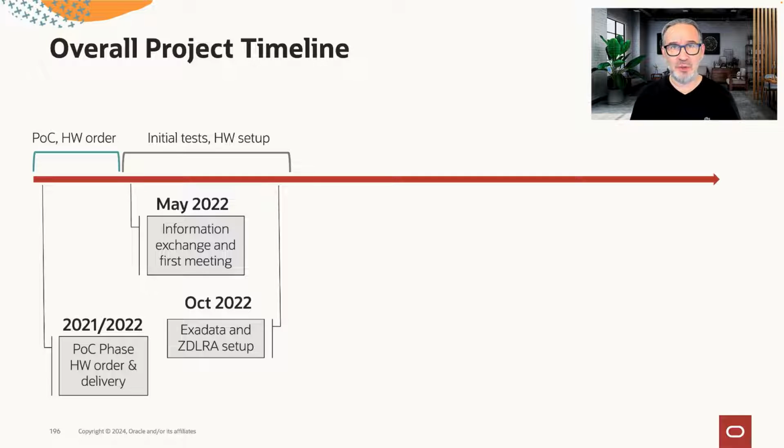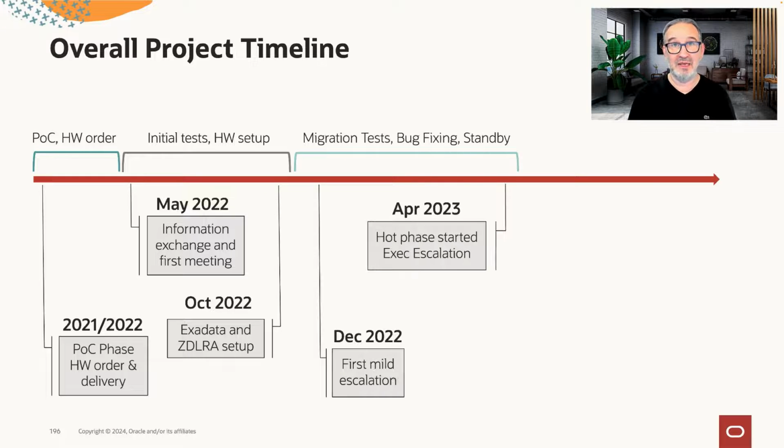Information exchange, we went on site, we discussed this and that, and the customer often said, yeah, we tried that out, but it doesn't work, or no, it's too slow for us. So it became pretty quickly clear that this is the most demanding project we ever got involved with. In October 2022, the Exadata and the recovery appliance were finally set up and ready to fly, so we could leave the sandbox testing environments and start with the real migration tests.